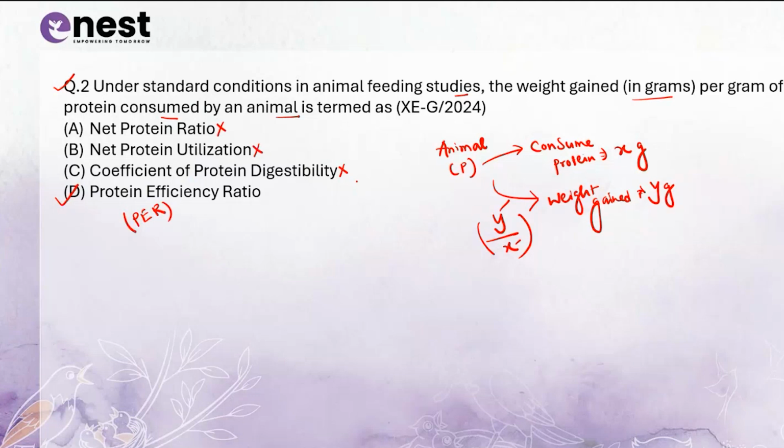Like previously in GATE, they asked one question, that one person consumes 2 gram of protein and there is a net weight gain of 1.6 gram. So what is the PER? PER is 1.6 by 2, so 0.8. This type of question can be asked. So for this question, the correct option here is option D, protein efficiency ratio.